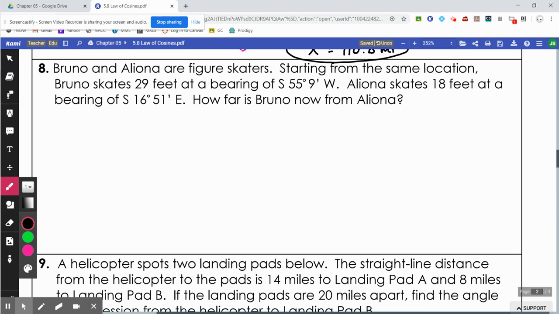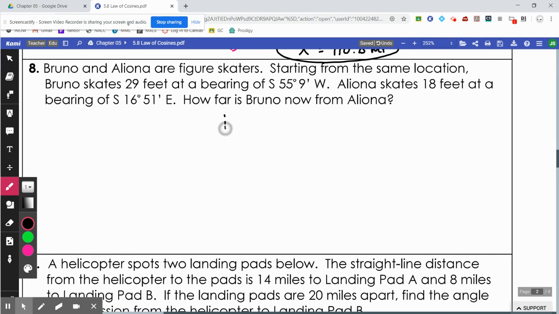And the next one, number 8. Bruno and Aliona are figure skaters. Starting from the same location, Bruno skates 29 feet at a bearing of 55 degrees and 9 minutes west of south. So let's go ahead and draw our north-south line again.